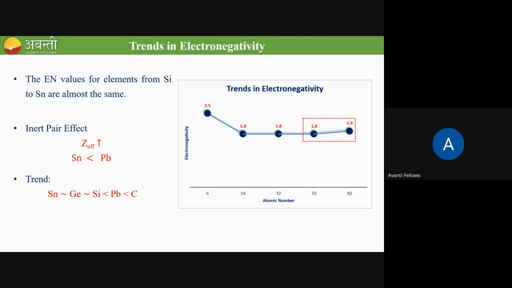Now we will study the physical and chemical properties of group 14 elements. Do any of you have any doubt from the three general properties that we have discussed: atomic size, ionization energy, and electronegativity? Is everything clear? All of you, just respond to me.